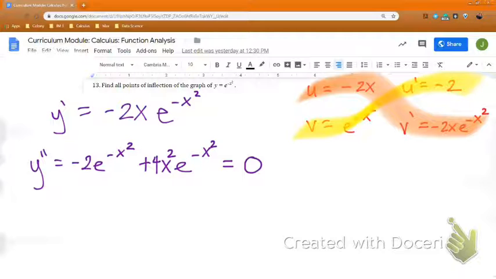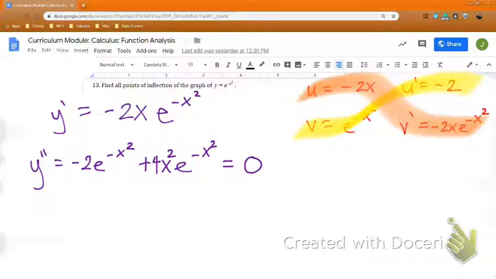Okay. You will in just a second. It's not as hard as you might think. Any ideas? Yeah, what about that? Do you guys notice that both of the terms in this equation have an e to the negative x squared in them? All right, we call that a GCF.